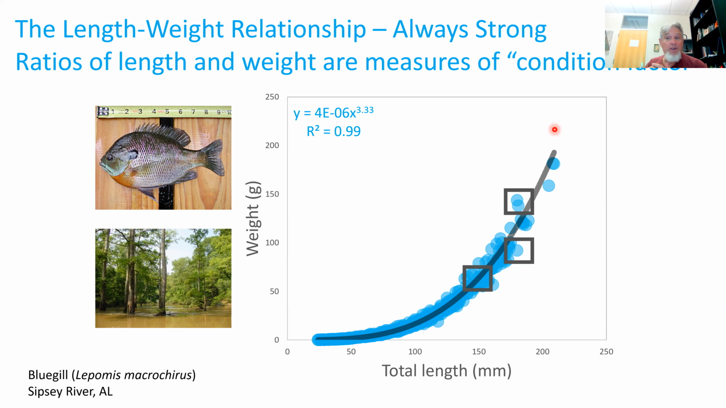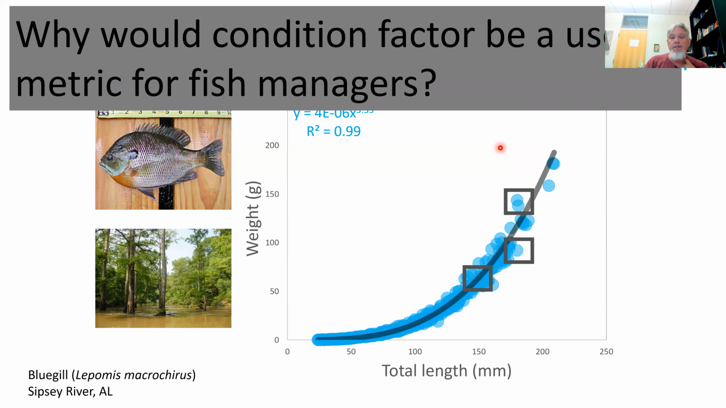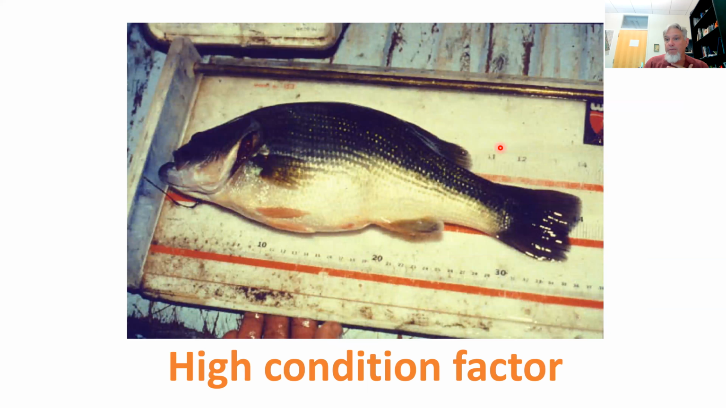And you can determine condition because the rate of this curve is determined by things like food availability and the habitat that fish live in, and stress that fish are under. And so if fish are falling under this curve, then you would say they probably have a lower condition factor than fishes that are falling above the curve. And so it's a useful way for evaluating the condition of a fish population.